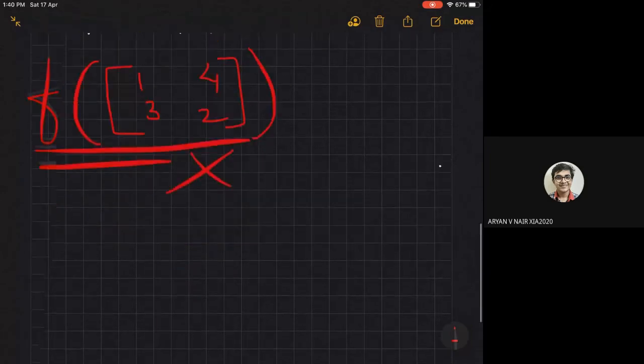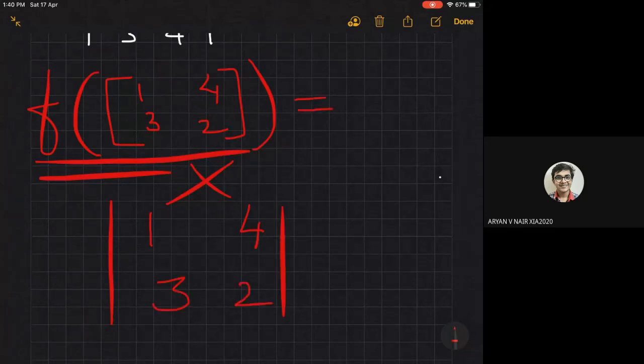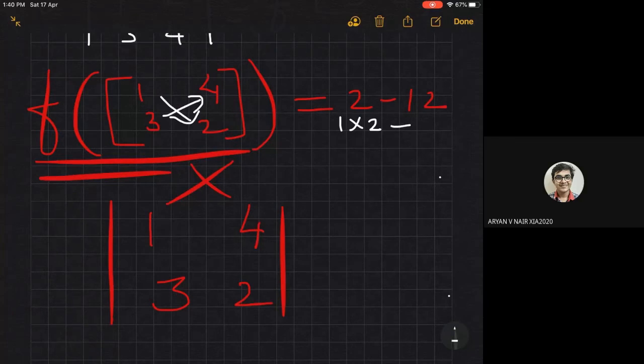What is that? We will write it like this, 1 4 3 2. Okay, so I'm telling you, actually this image is 2 minus 12. And how did I get this 2 minus 12? That is a technique: 1 into 2 minus 3 into 4. So I'm getting this image, or its value we say.